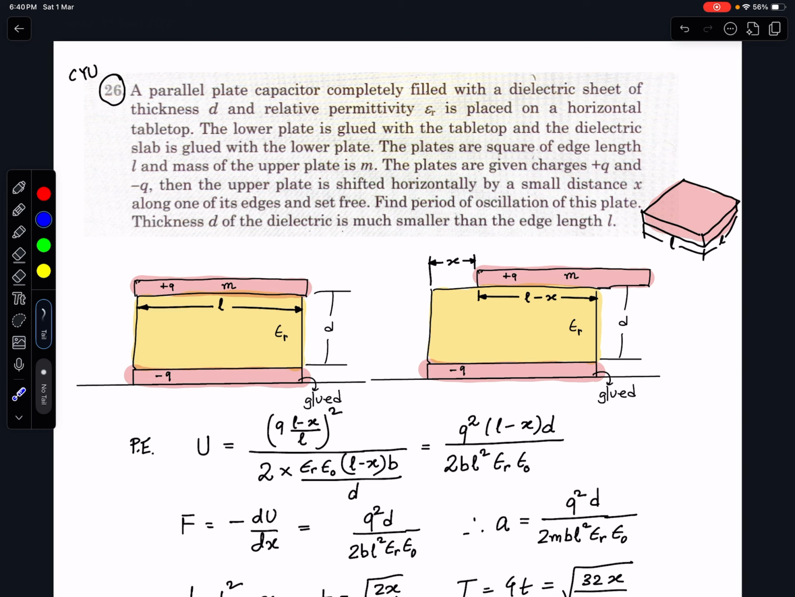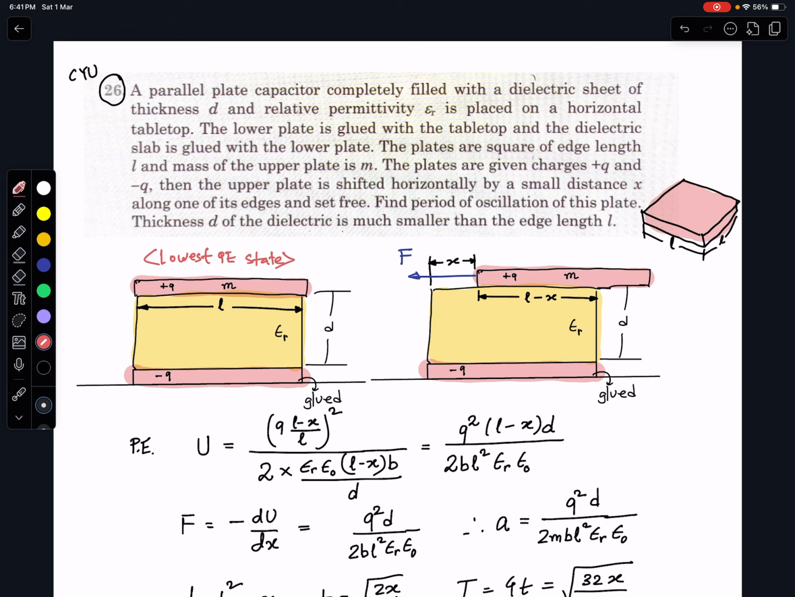Why? There will be a force on the upper plate, obviously. Just name the force as F. Why will there be a force? From the energy standpoint we can say that this is the lowest potential energy state of this system, and obviously this is a higher potential energy state. So any system wants to come to the lowest potential energy state, which is this lowest potential energy state.